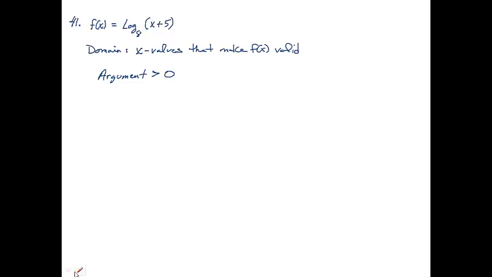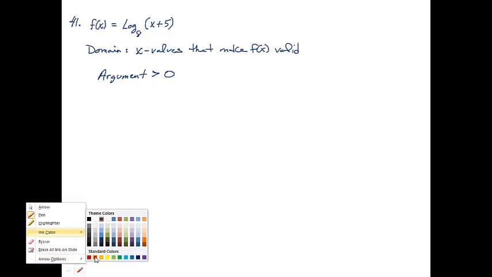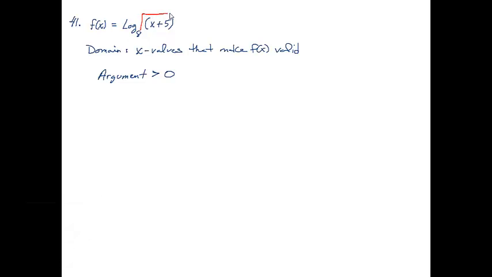So this argument is x plus 5, is log base 8 of x plus 5. So whatever follows the word of, that is your argument. So x plus 5 must be greater than 0. Therefore, now let's solve for x. Subtract 5 on both sides. X must be greater than negative 5. That's your domain. X must be greater than negative 5.